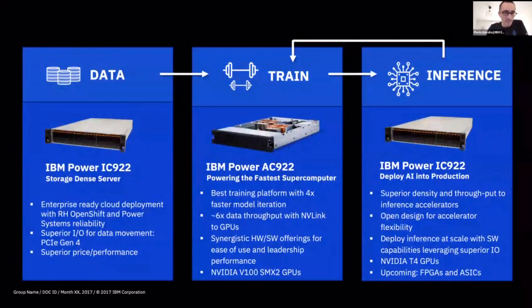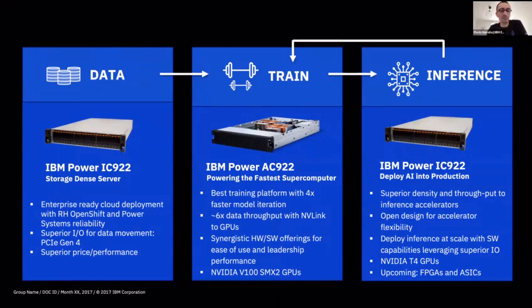So what IBM has done was, okay, we need to have three types of systems based on OpenPOWER. One is the IC922, I think you have it already there, that can be used for the data. And if you add the accelerators inside, it can be used for inference, but also for training. But in general, it can be used for inference in a highly efficient way. And the IBM POWER AC922, right?